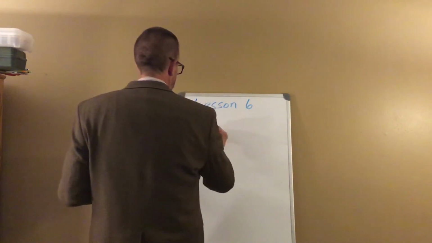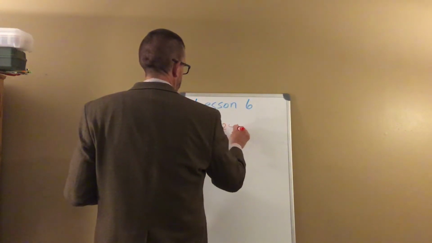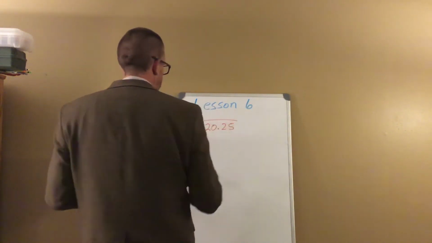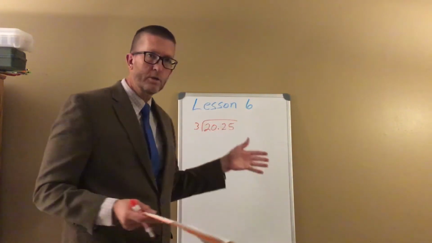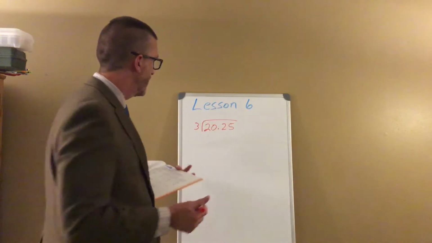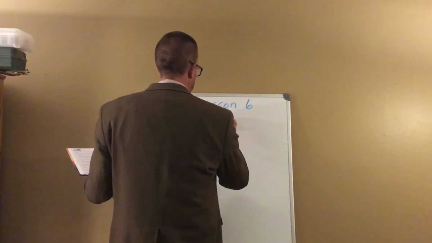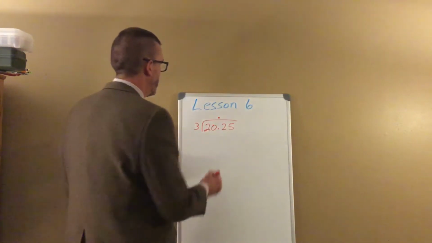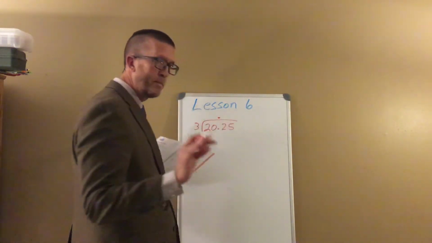All right, $20.25 is our dividend, 3 friends. Now, when dealing with a decimal point, we move the decimal point up immediately, and then we just treat it as if it's a whole number. 2025 is the way I see it. So I brought the decimal point up to ensure that it has proper placement.